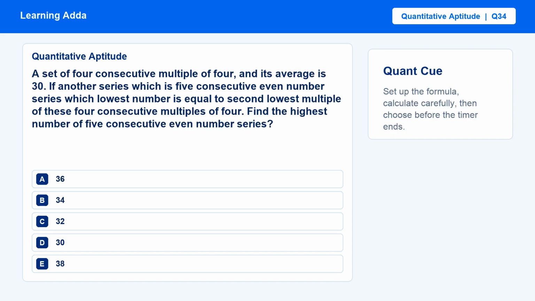Question 34. A set of 4 consecutive multiples of 4 has an average of 30. Another series of 5 consecutive even numbers has its lowest number equal to the second lowest of these 4 consecutive multiples of 4. Find the highest number of the 5 consecutive even number series. Option A, 36. Option B, 34. Option C, 32. Option D, 30. Option E, 38. The timer starts now.